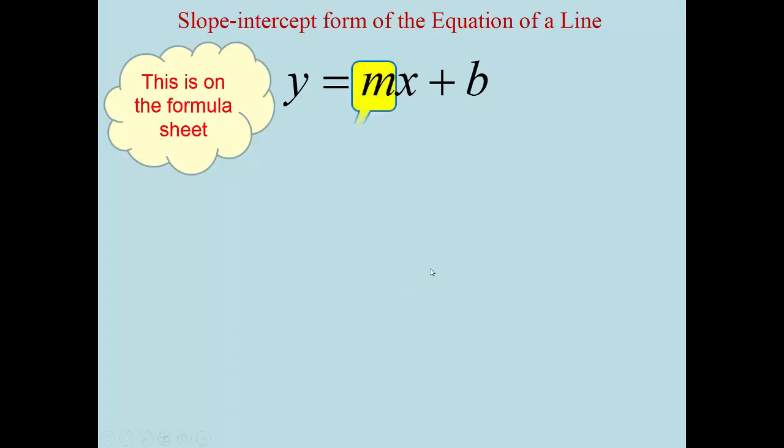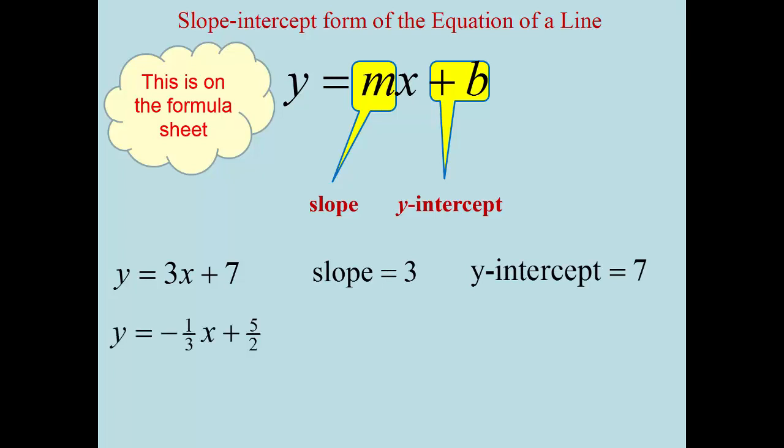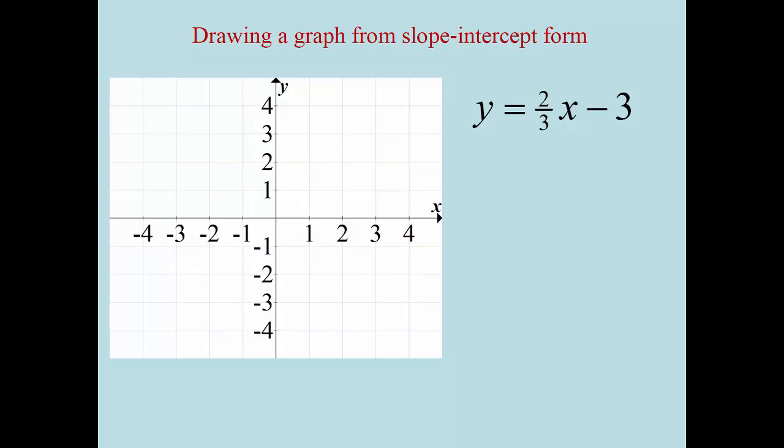This is called the slope-intercept formula because the number in front of the x is the slope, and the number out at the end is the y-intercept. So when we see an equation like y equals 3x plus 7, we immediately can recognize it has a slope of 3 and a y-intercept of 7. Here's some others. Can you recognize the slope and the y-intercept? And this one. So that's a handy formula to know and be able to understand.